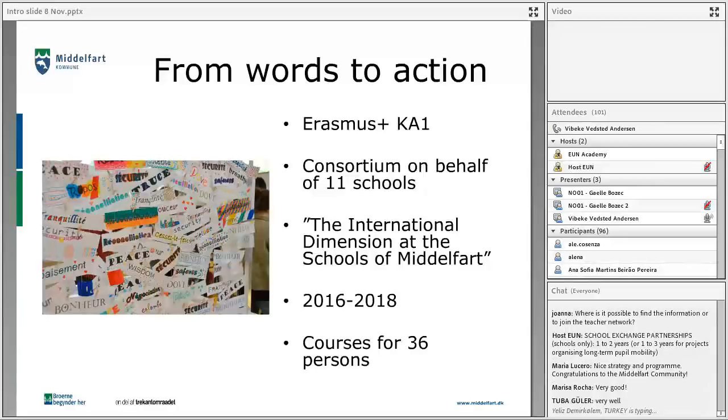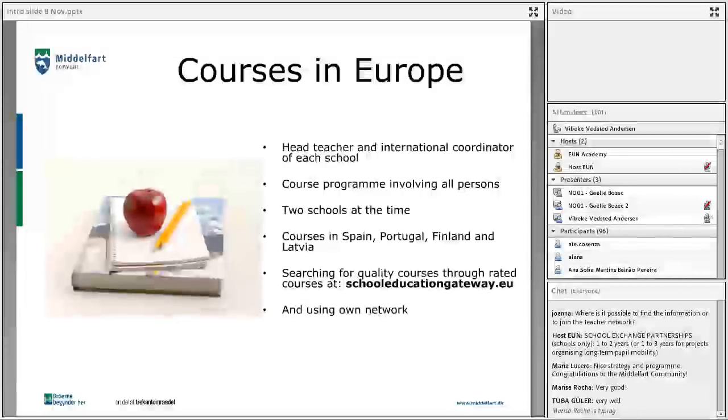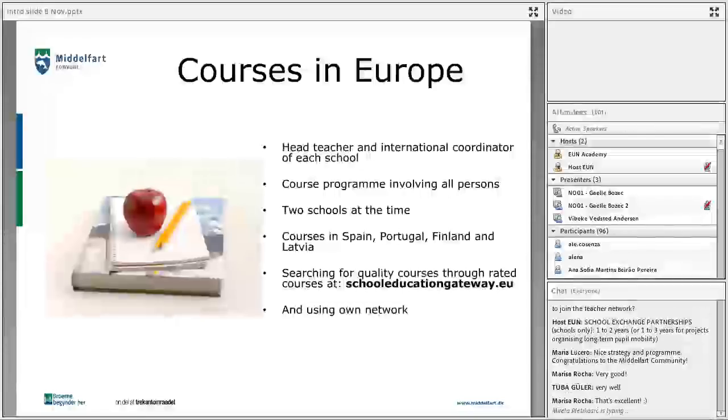what we did was to write the KA1 project as a consortium on behalf of all our 11 schools at Middelfart. And the project is called the International Dimension at the Schools of Middelfart. It ran from 2016 to 2018, just ended, and we had 36 persons involved in this consortium. We found courses in Europe. Obviously, when we got the project, we were very happy, all of us.